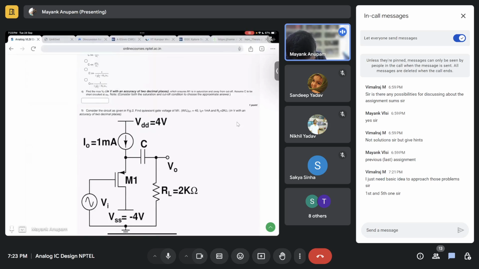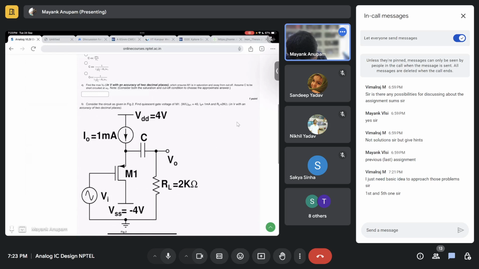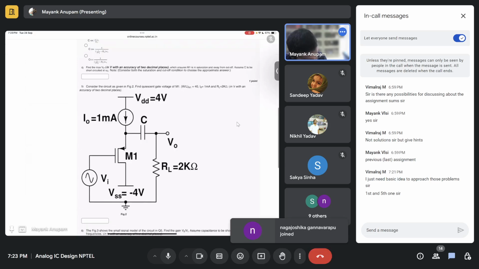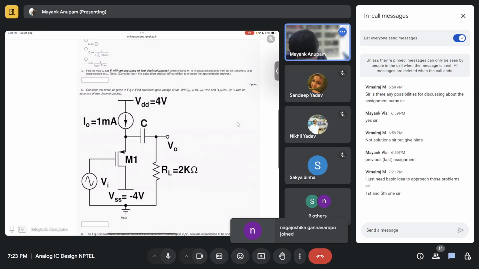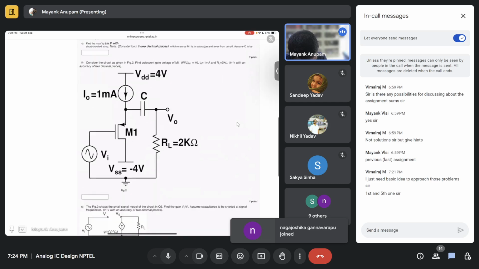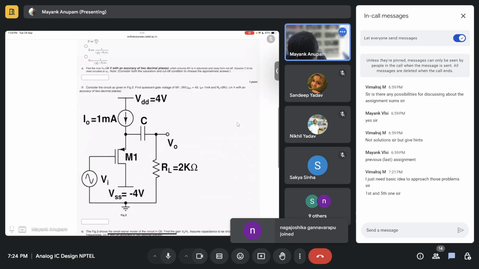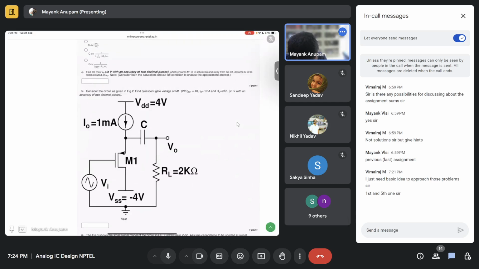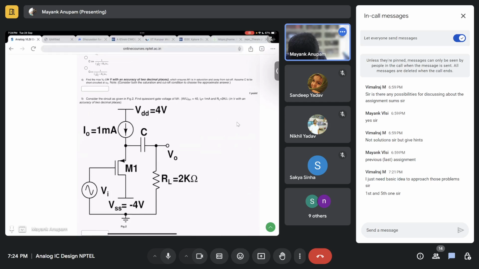And the fifth question is: consider a circuit as shown in figure 2. Find the quiescent gate voltage of M1. W by L of M1 is 40. All right. Oh, good. What is this? This is not good.